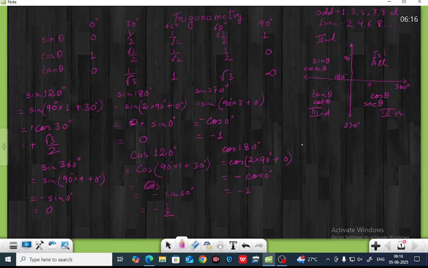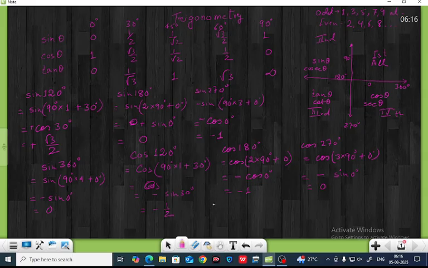We'll find the value of cos 270 degrees. You can write it as cos of 3 into 90 plus 0. Since it is 3, an odd number, it becomes sine 0 degrees. And 270 degrees is in the third quadrant, where the value of cos is minus, therefore minus sine 0. The value of sine 0 is 0, therefore it will be 0.